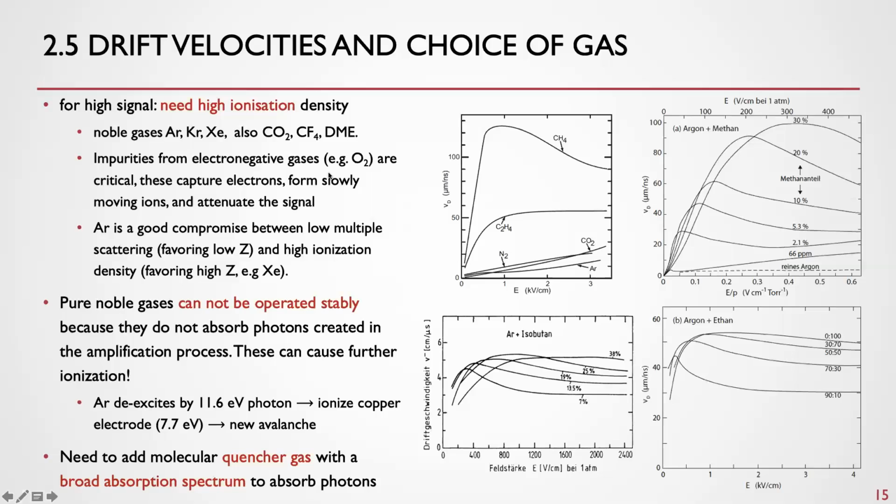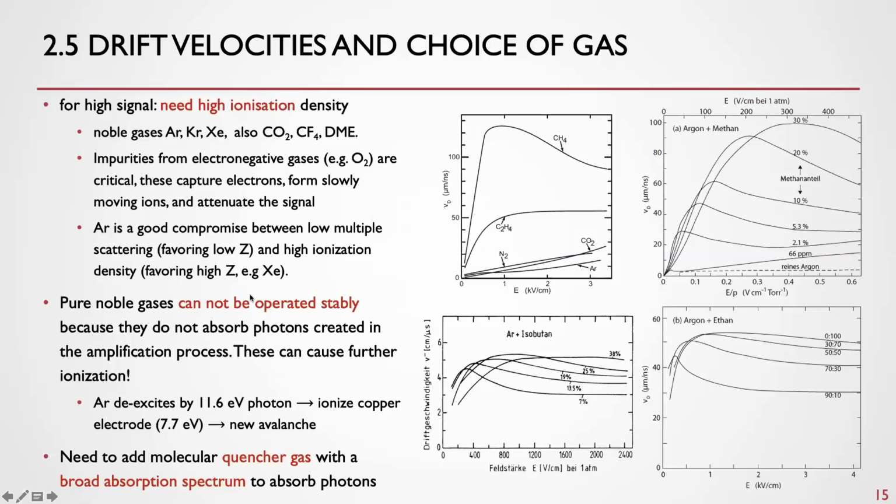Argon is a good compromise between low multiple scattering, which favors low Z, as we've discussed, and a high ionization density that would favor high Z. So there is no perfect world. I mean, maybe there's a perfect world, but there's no perfect gas in that perfect world. A good compromise is argon. The pure noble gases, however, cannot be operated stably because they do not absorb photons. I briefly mentioned photons before. Here's an example.